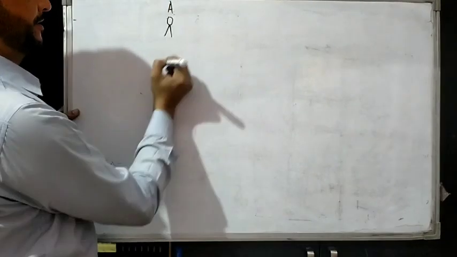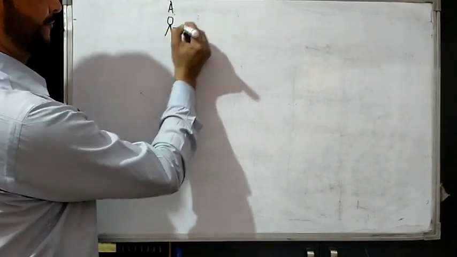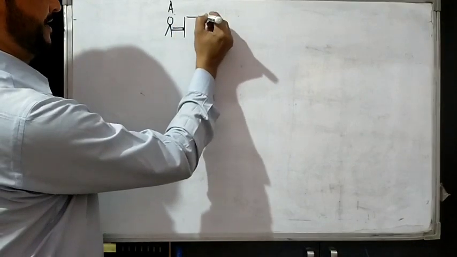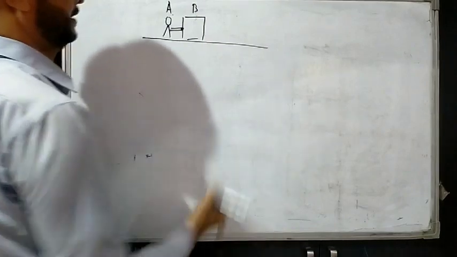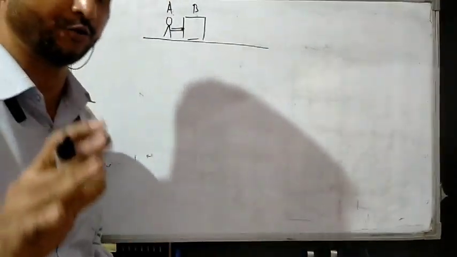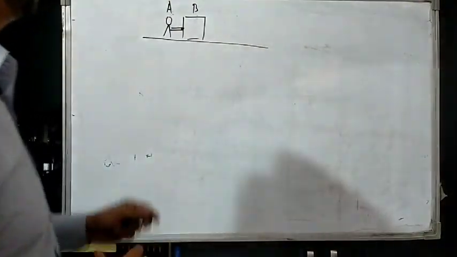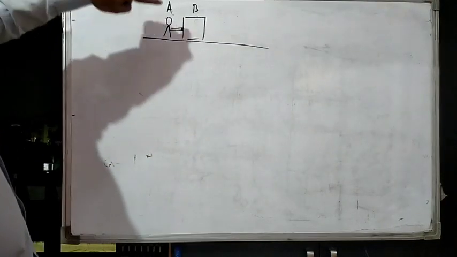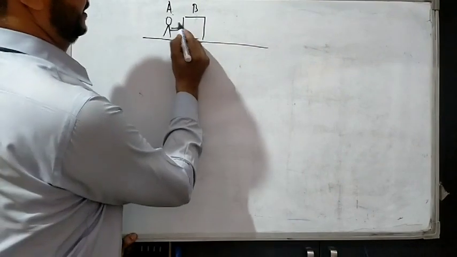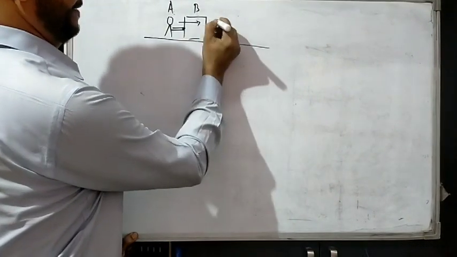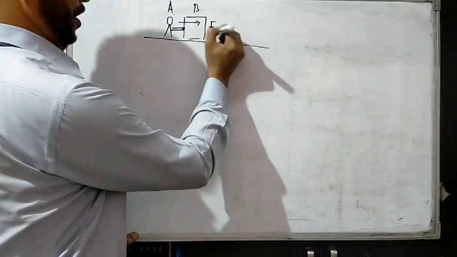Let us suppose that this is a man A applying a force on block B. According to Sir Isaac Newton's third law of motion, every action has an equal and opposite reaction, and action and reaction act on two different bodies. My dear children, at the instant when A applies a force F on this block in this direction, this is the force F applied by A on B.